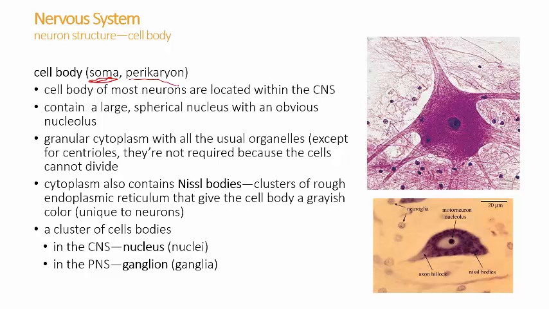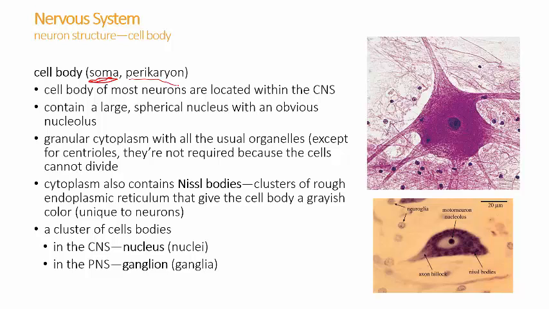Most of the cell bodies that are found in the nervous system are located within the central nervous system. So the brain and spinal cord are made up of huge numbers of cell bodies and neurons with cell bodies. There are cell bodies located outside of the central nervous system. We'll see those in a minute.